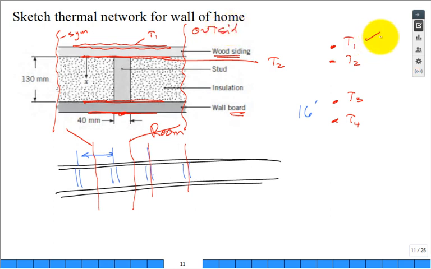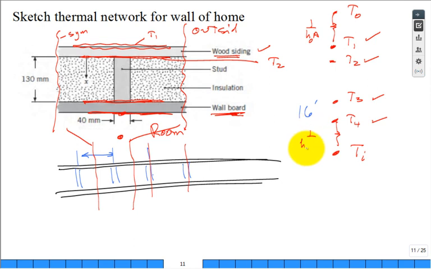So temperature of the wood siding on the outside, the temperature of the wood siding in the interior of the wall, the temperature of the wallboard on the inside, and then the temperature of the wallboard surface in the room. And then you could also have convection. You would say the temperature of the inside air, and you could have a temperature of the outside air. And you would have a resistor here of 1 over hA, the outside convection coefficient, and a resistor here of 1 over hA for the inside. All right.